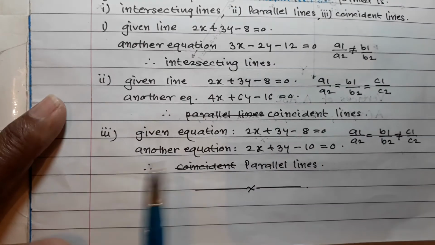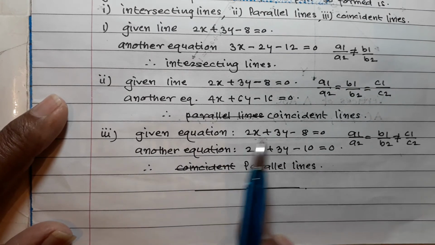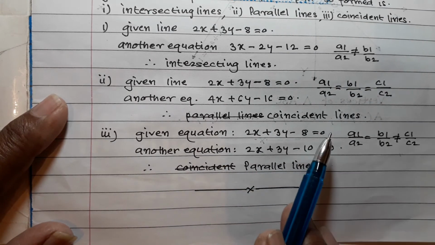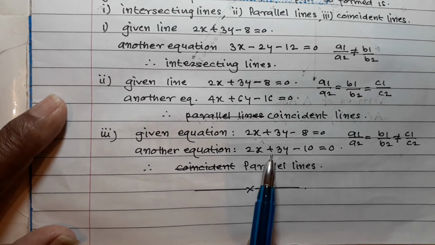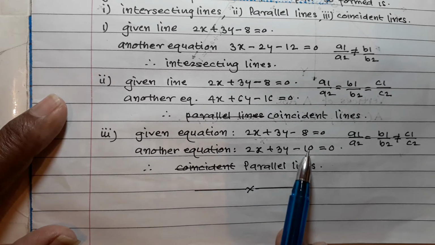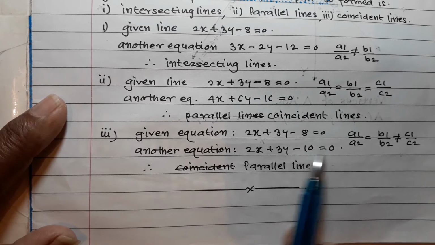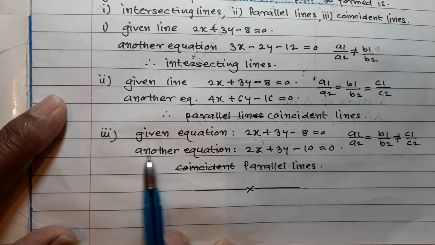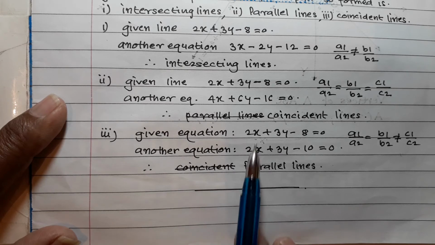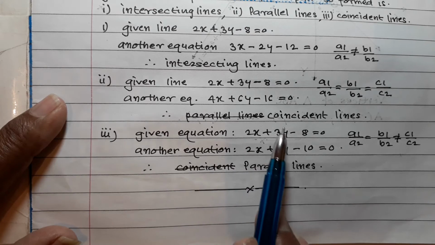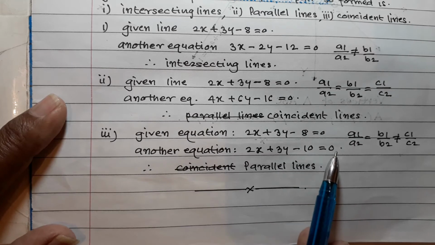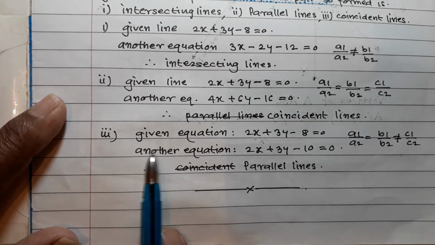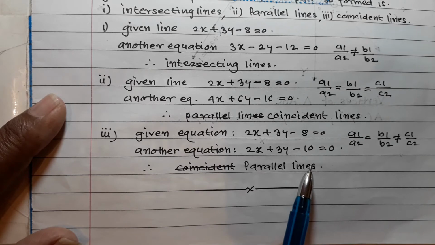And for third condition, given equation 2x plus 3y minus 8 is equal to 0, another equation 2x plus 3y minus 10 is equal to 0. So this is another equation such that a1 upon a2 is equal to b1 upon b2 but is not equal to c1 upon c2, and therefore lines are parallel. Okay.